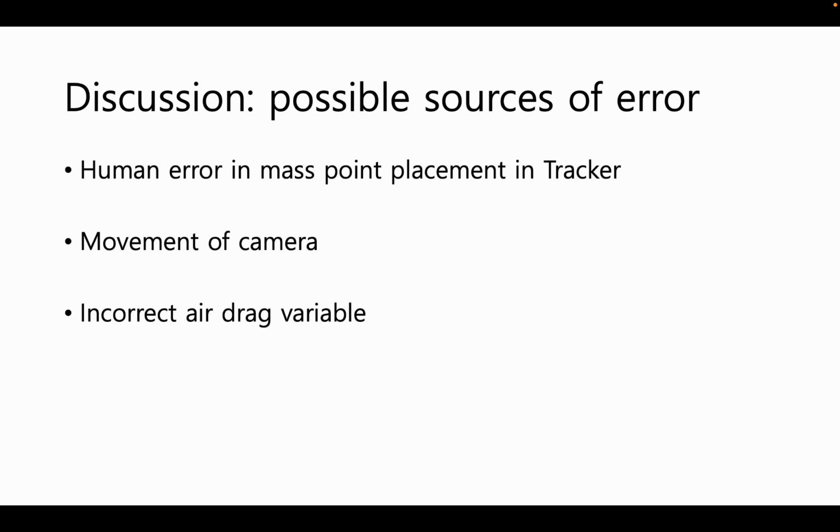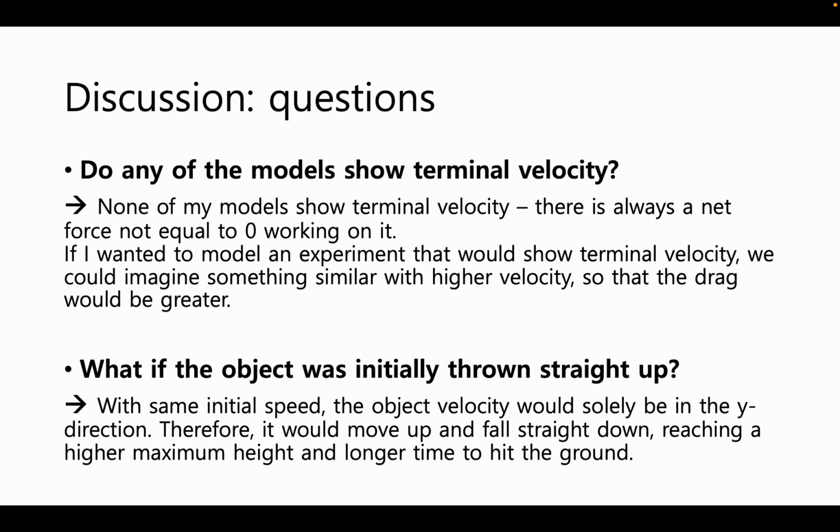What are the possible sources of error? Firstly, it could be human error that I made in mass point placements. They were maybe a bit off from the actual position. Secondly, movement of the camera when filming the video could have an effect. And thirdly, an incorrect air drag variable might have messed up the results.